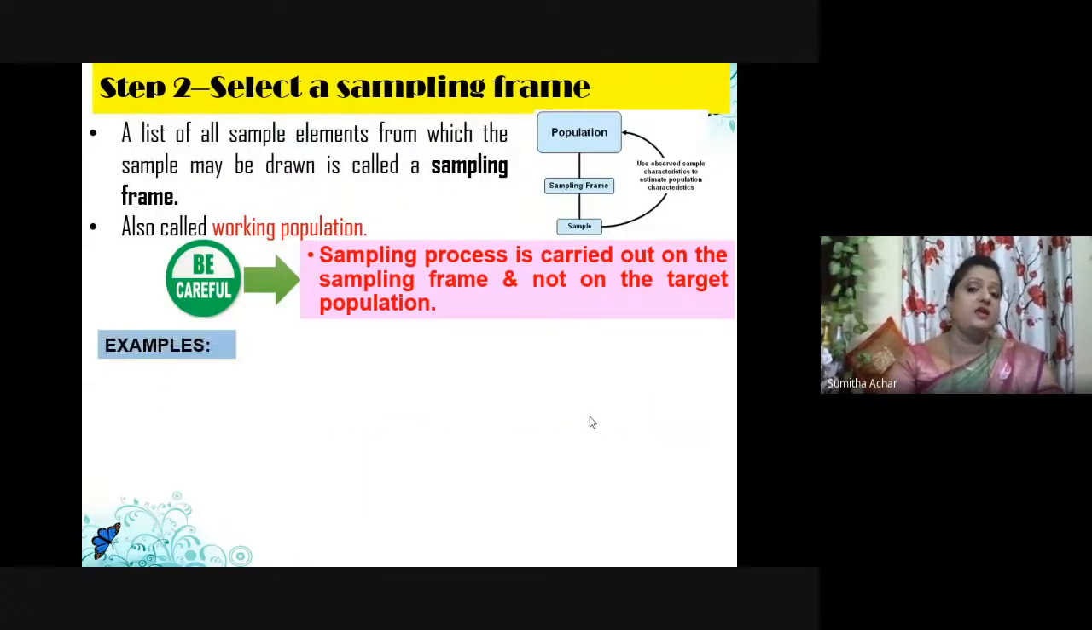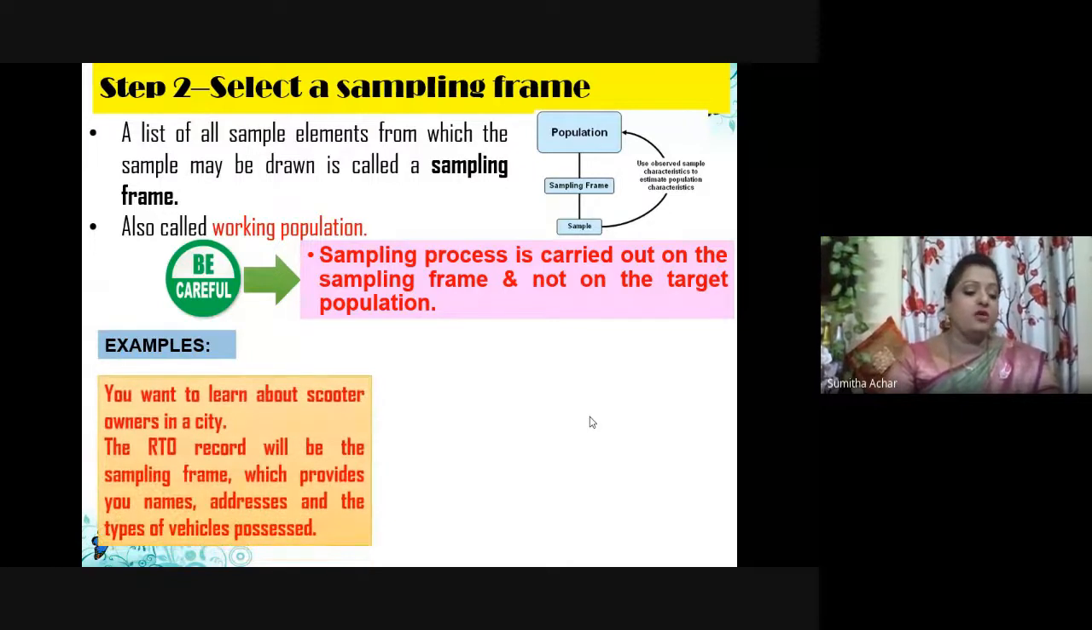Second is your sampling frame. Know whether your population is finite or infinite. If it is finite, whether your population list is available to you or not, or we call it a working population, available or not. For example, if I want to learn about scooter, two-wheeler owners in a city, registered two-wheeler owners in a city, I can get a record from the RTO office, right? So the list will be there, the registered two-wheeler owners of Mangalore city, I can collect it.